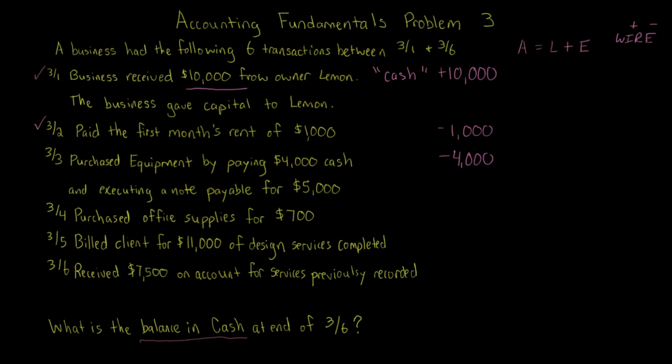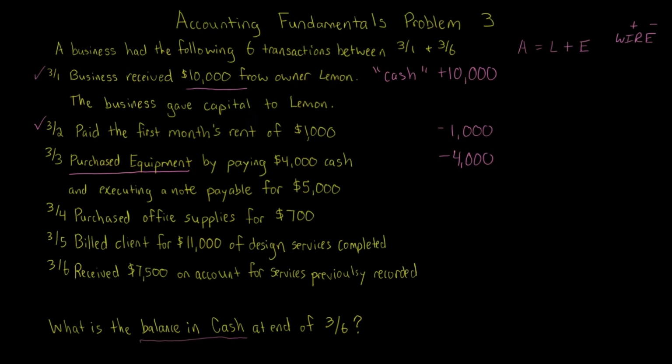So do we have any inflows of assets here or increases in assets? Yes. We purchased equipment. So equipment is an asset that's going up. We do also have a corresponding decrease in an asset by paying $4,000 cash, because cash goes down, which is an asset. So equipment goes up, cash goes down by $4,000. So we have a corresponding increase and decrease in assets, but it's not equal. And then the other side, liabilities: note payable goes up by $5,000.